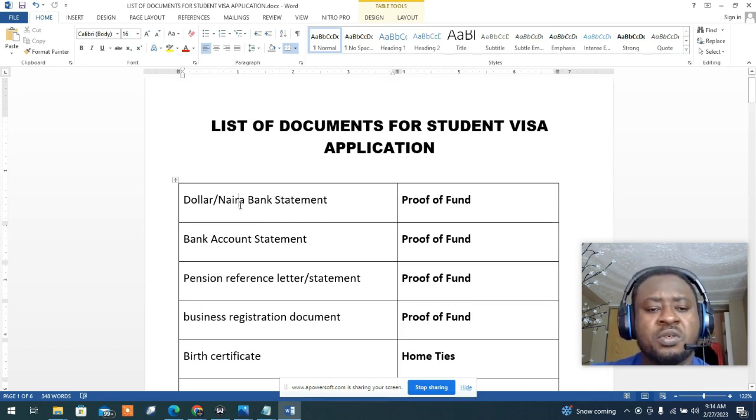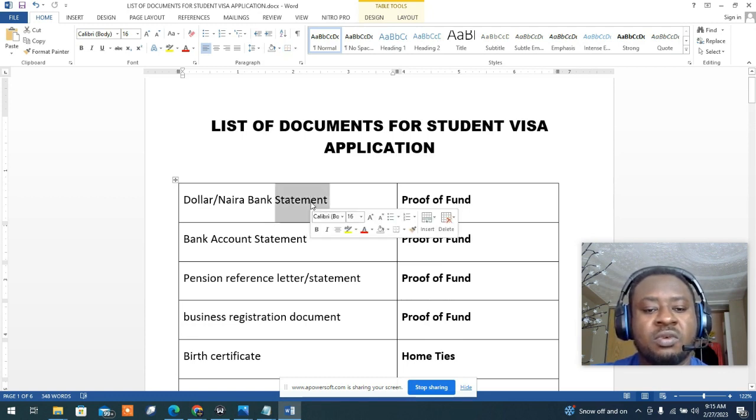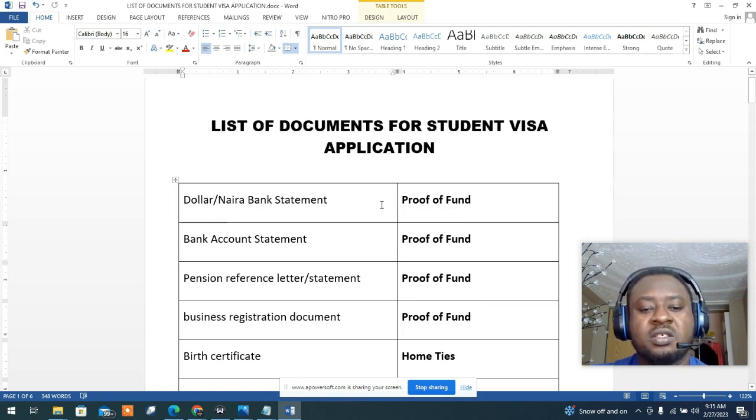For your Canadian student visa, the first one is, and we have a document here, then we have the category it falls into. I don't know if you've listened to my video on the two reasons why visas have been denied. I talked about proof of fund, home ties, and purpose of studies. So there are documents that can strengthen your proof of funds, documents that can strengthen your home ties, and some documents that can strengthen your purpose of studies. I've done a great work here. So I'll be explaining each document and how it relates to the different categories.